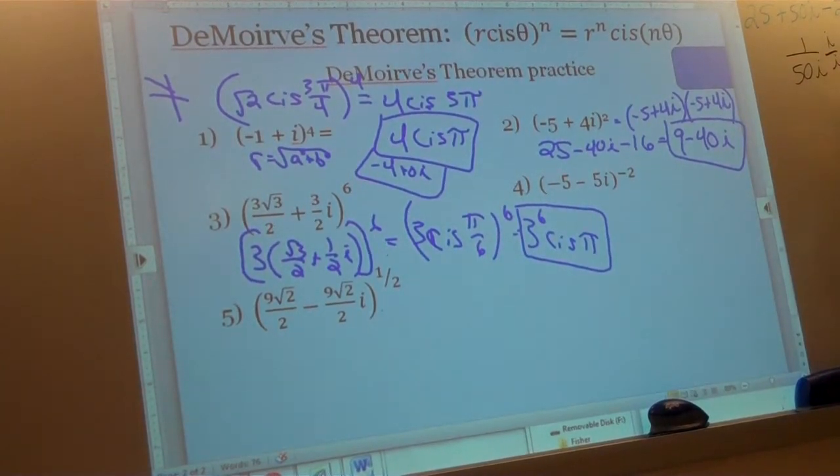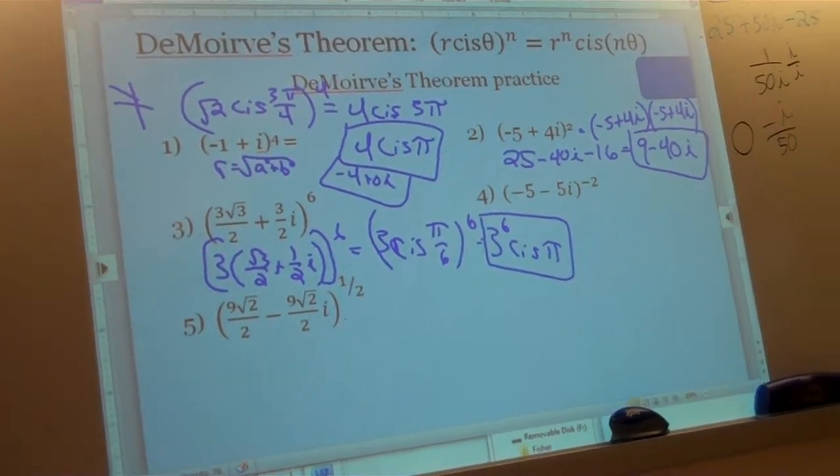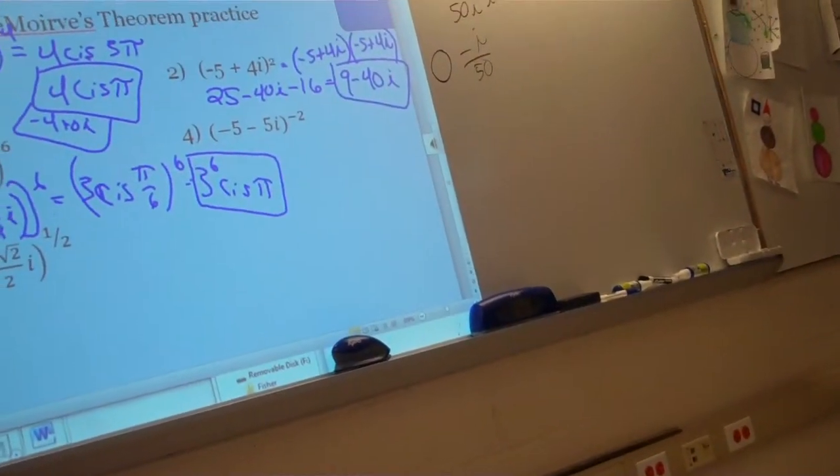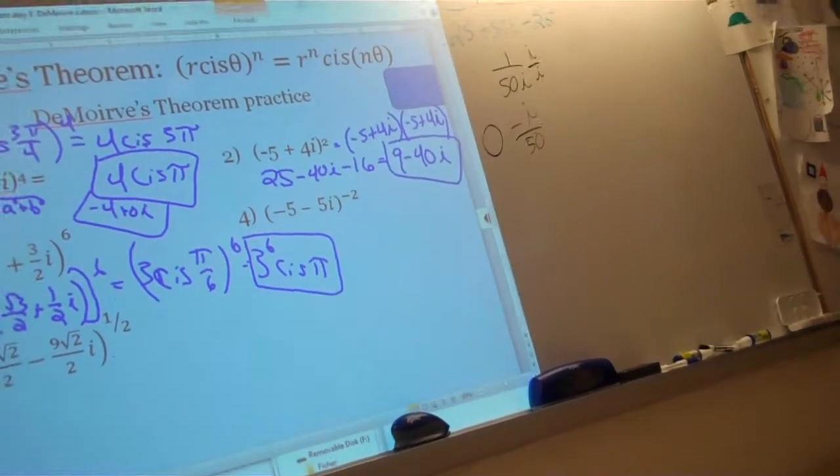We would get negative I over 50. And put it in proper form, 0 minus 1/50th I. That wasn't too bad. Now, let's check the other way.